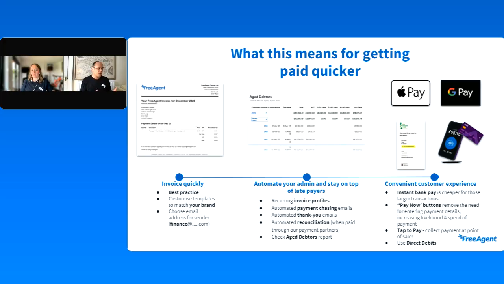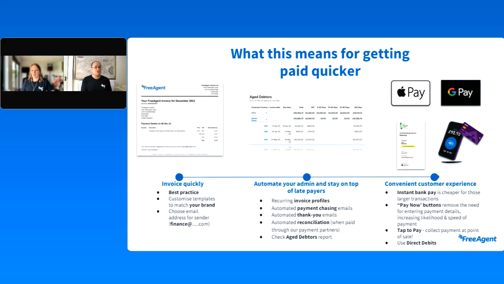And then in terms of how we help automate a bunch of that process for you, so you don't have to spend all your time focusing on these things, it's the ability to do recurring invoice profiles if that's how you work with customers, or to create templates, use stock if you need to, save list items so that when you're creating one-off invoices, it's a nice quick process for you. You've got the automated payment chasing emails, automated thank you emails. We automatically reconcile those transactions and payments if you're using our payment providers, and then again bring it all together in the aged debtors report for you.